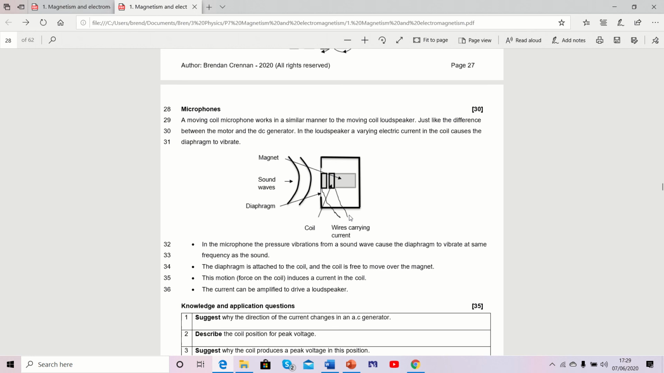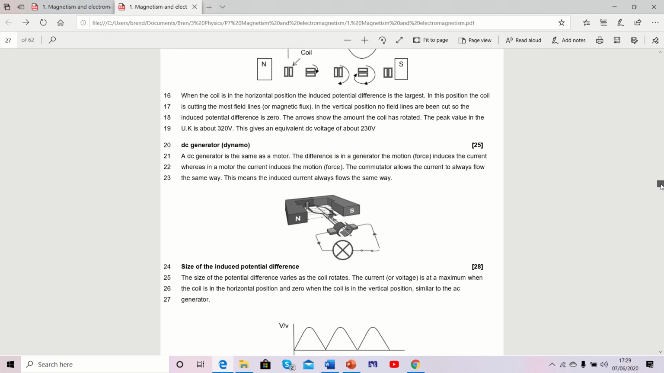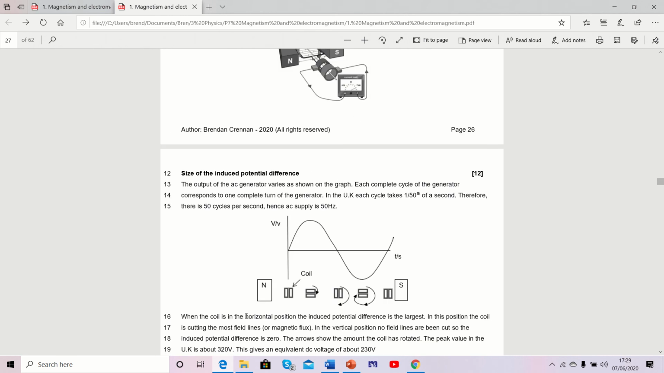Okay, so detail in those 4 points there. Basically the generator effect is used to generate AC electricity. The coils in the vertical position give you the minimum current, 0, and the coils in the horizontal position give you the maximum current, as you see there.